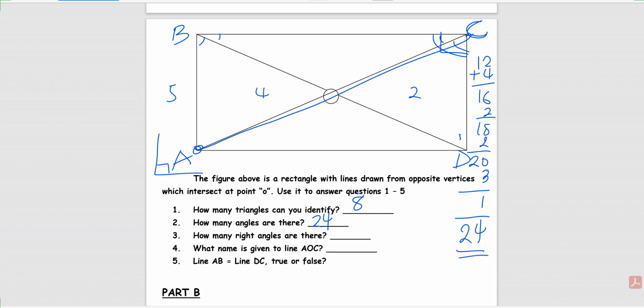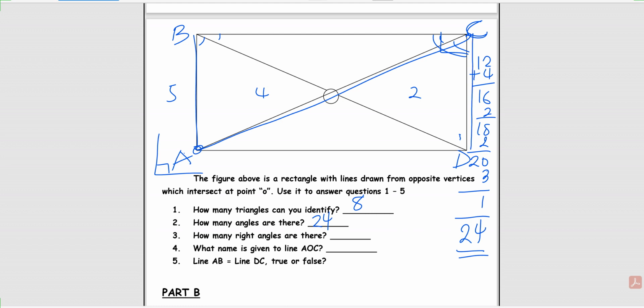Now, number 5, line AB is equal to DC. Is that true or false? And the answer is true, because this line is equal to this line, as well as line BC is equal to line AD. So that is very true.